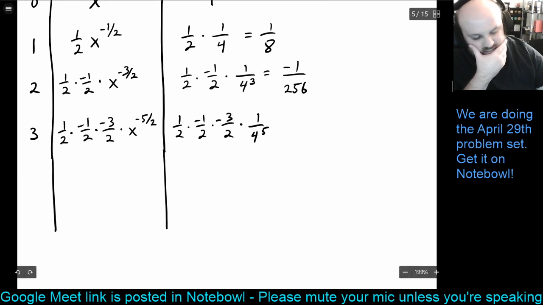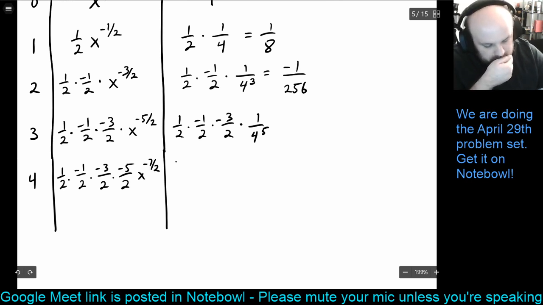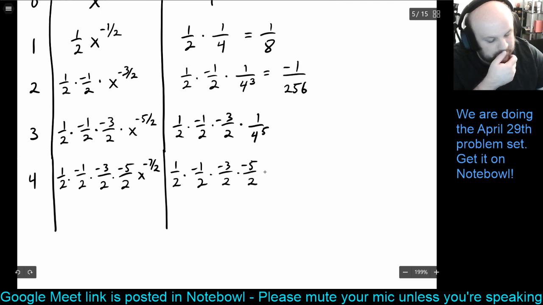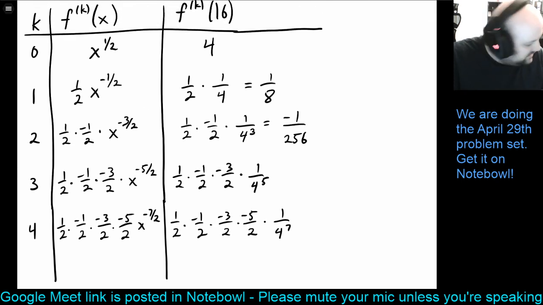So let's look at one more here. 1/2 times minus 1/2 times minus 3/2 times minus 5/2 times x to the minus 7/2. We get 1/2 times minus 1/2 times minus 3/2 times minus 5/2, and this is going to be 1/4 to the 7th power. So the reason I want to keep this apart like this is we can try to find a pattern in what's going on here.